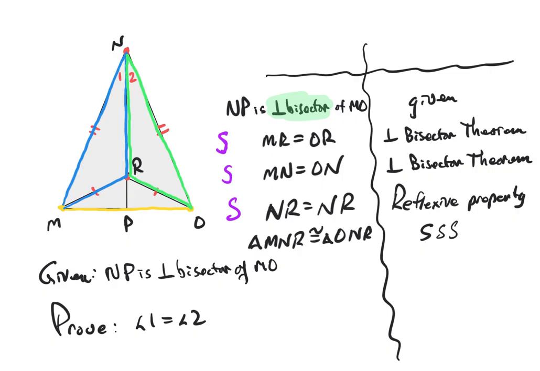SSS, three sides of one equal three sides of another. And once you've proven triangles are congruent, then any corresponding parts are also equal. So we can finish by then saying angle 1 is equal to angle 2 using CPCTC. Corresponding parts of congruent triangles are congruent. Okay? So that takes care of the first type of line that we're going to draw within triangles. That's the first half of section 6.1.